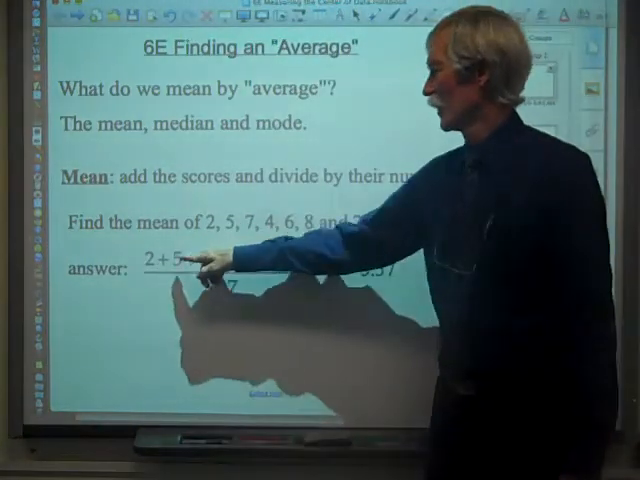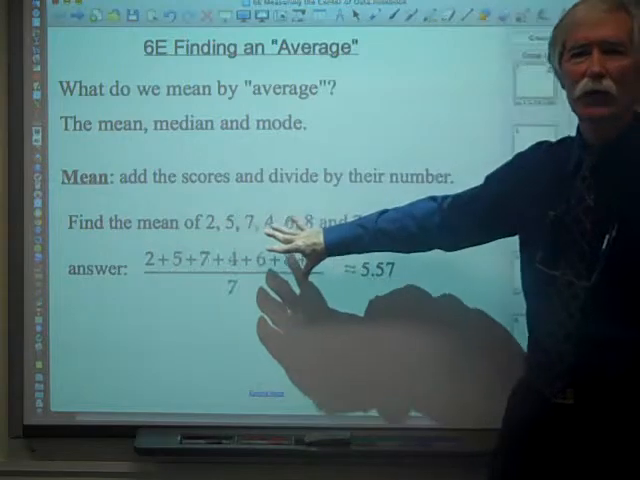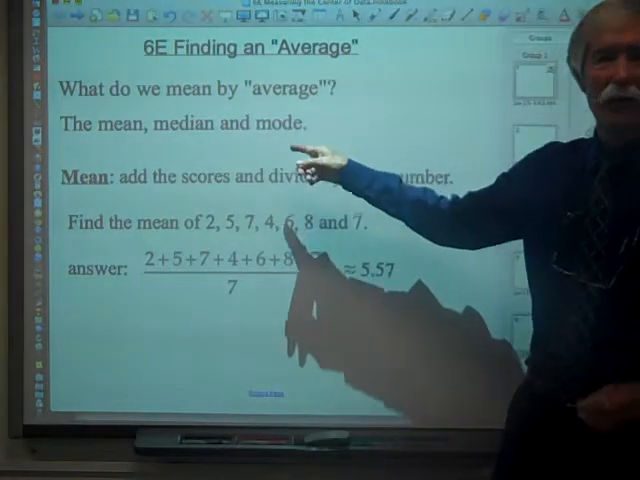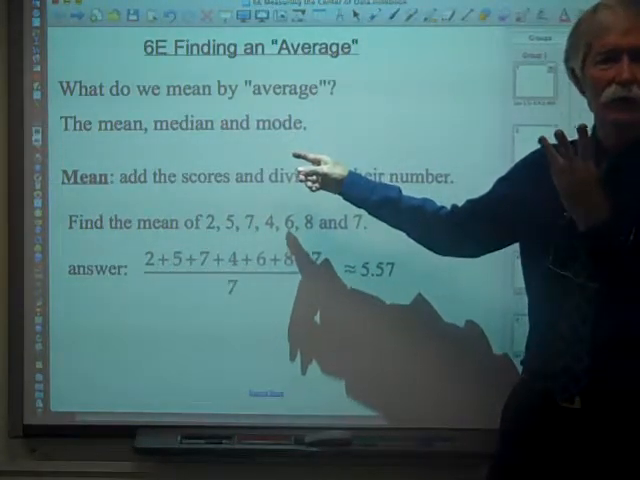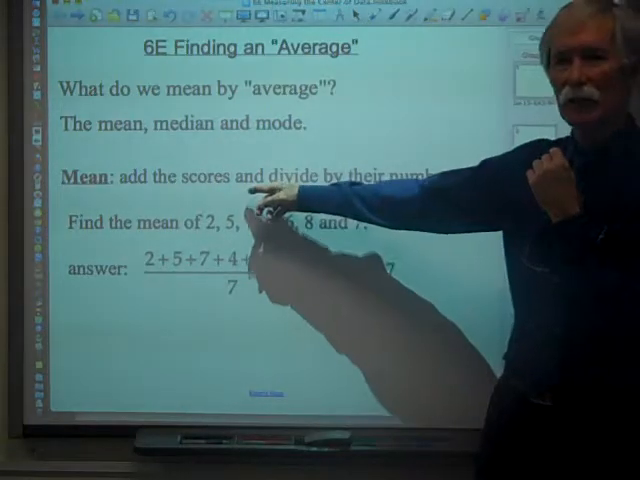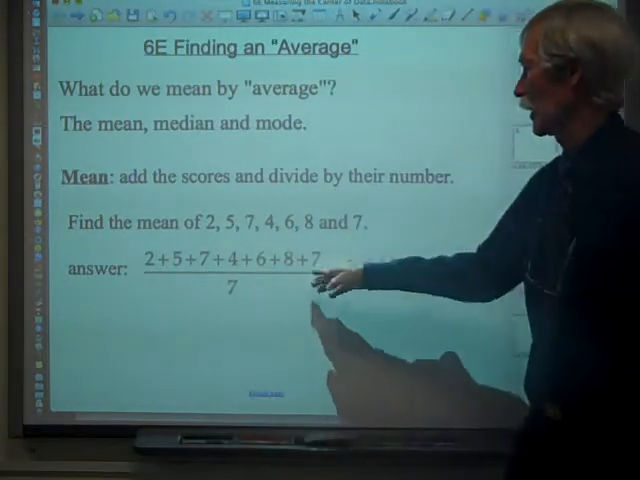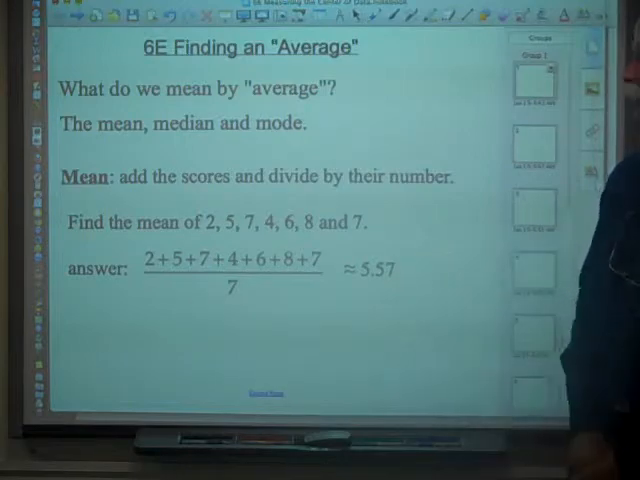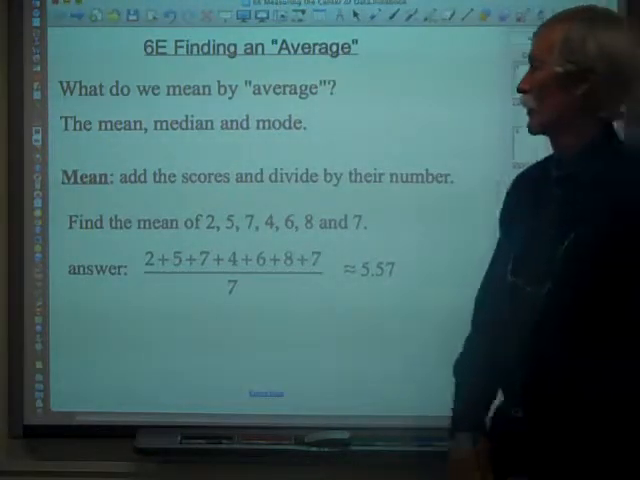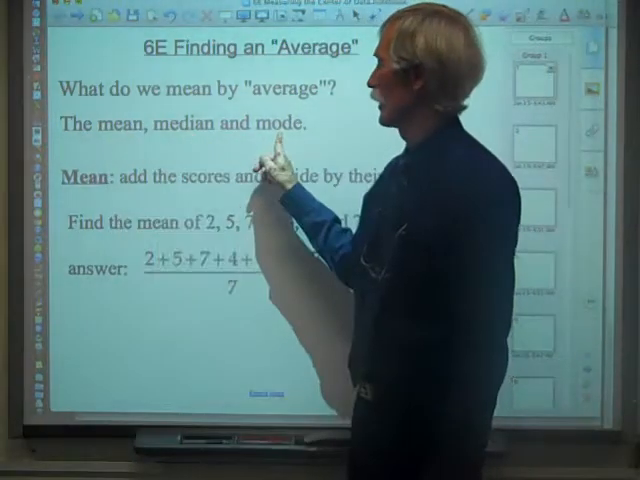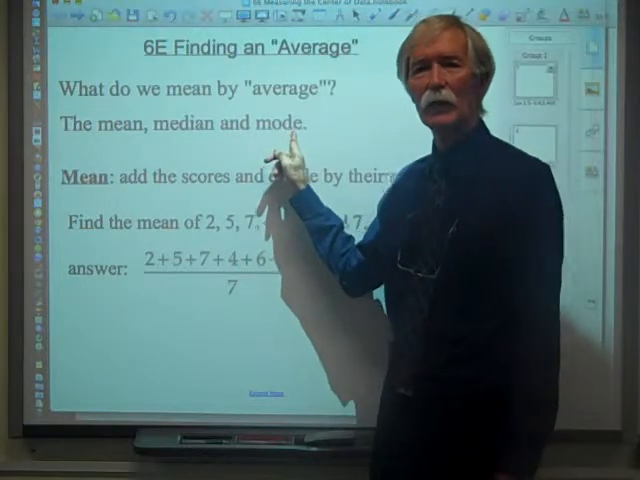This average that you've been doing your whole life is called the mean. There are 3 averages that are used in statistics. The mean is only one of them. So add them up, divide by how many there are. That's called the mean. There's also another one called the median and another one that you have also seen called the mode.